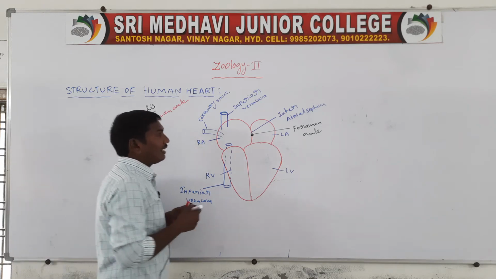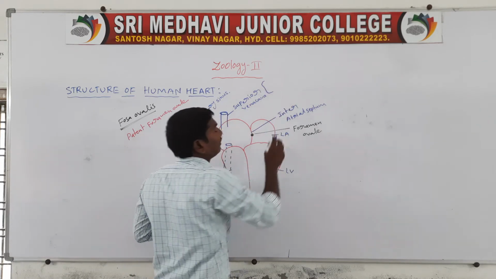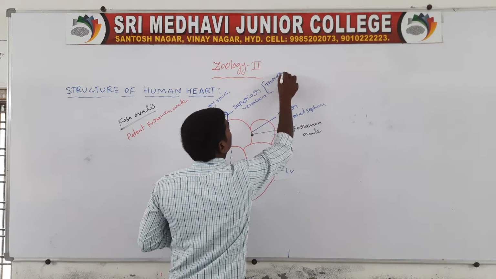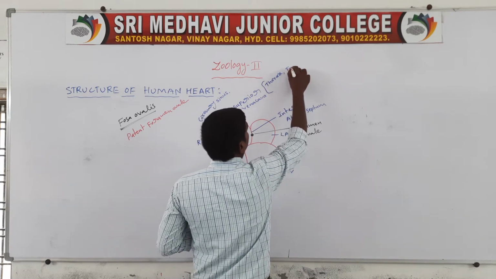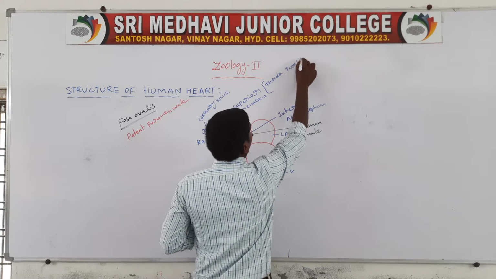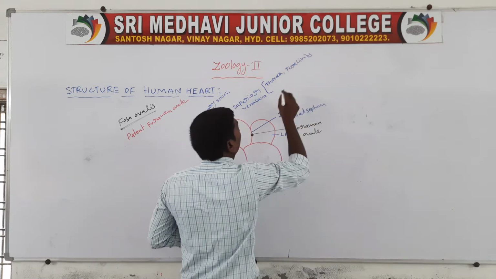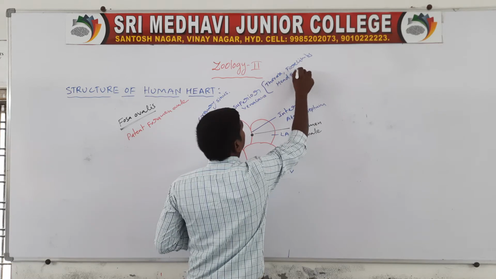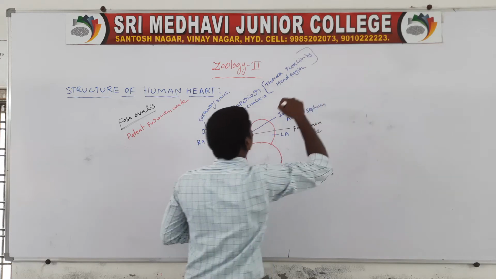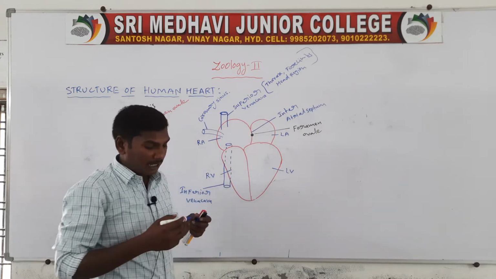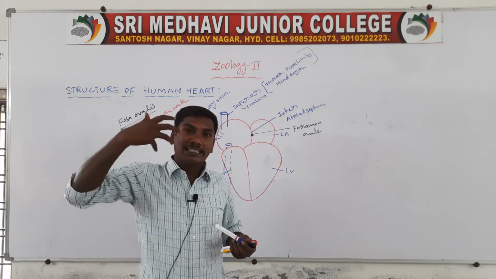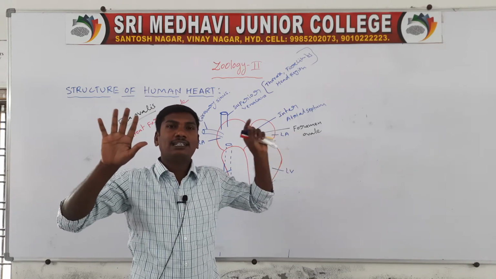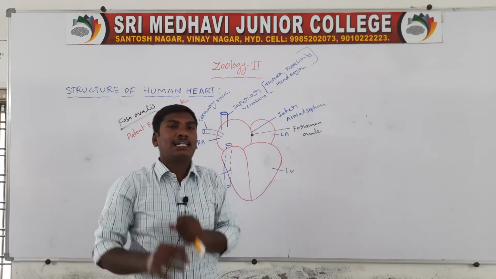The superior vena cava receives deoxygenated blood from the thorax, forelimbs, and head region. Head, thorax, and forelimbs. Forelimbs means hands.